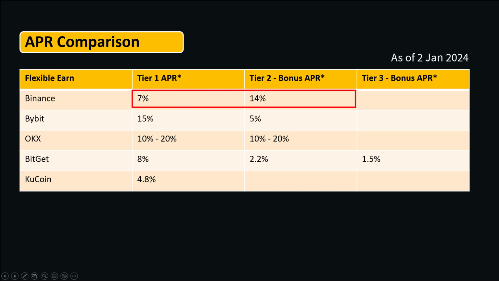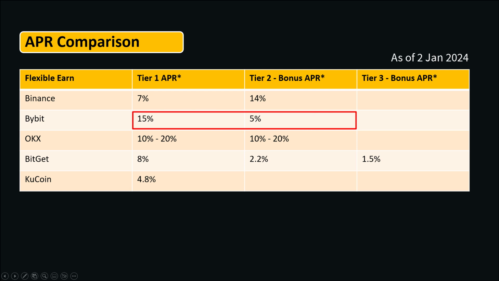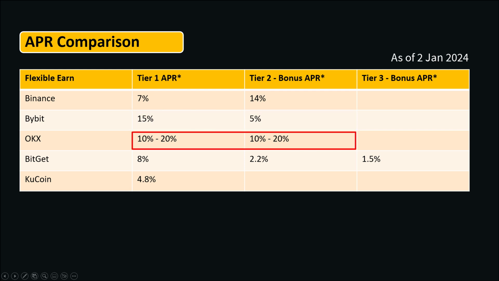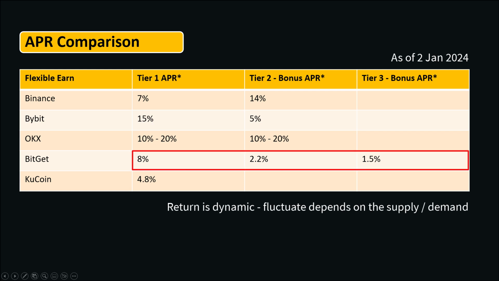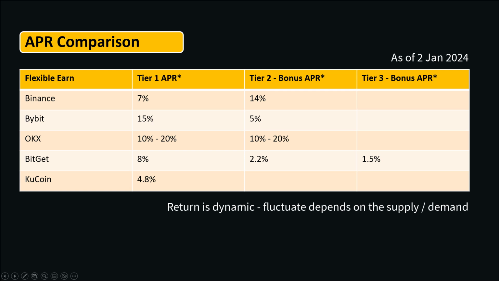For Binance, first tier is 7% and second tier is 14% as bonus. And Bybit first tier is 15% and 5%. And OKX has the highest APR. First tier is between 10 to 20% and the second tier is also from 10 to 20%, but sometimes higher. But these are dynamic and fluctuate all the time. BitGet is slightly lower, 8%, 2.2%, and the third tier is 1.5%. And KuCoin is 4.8% flat.